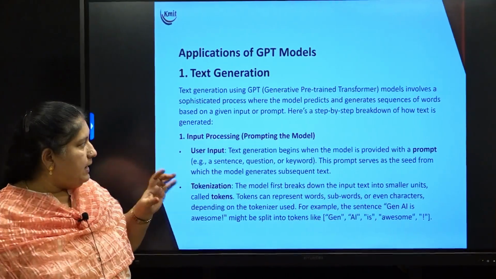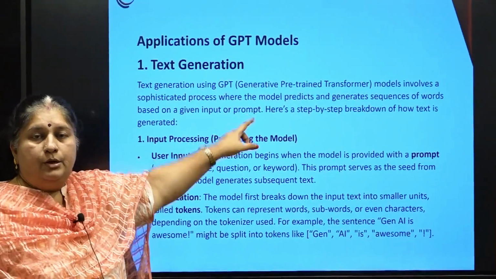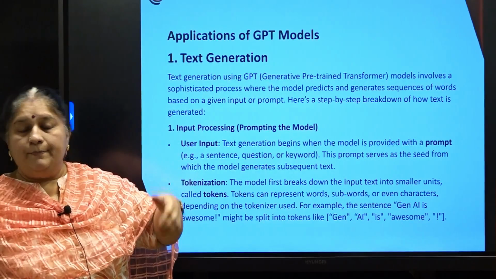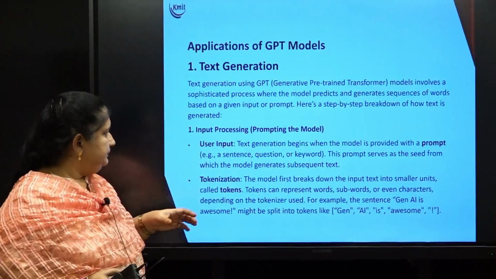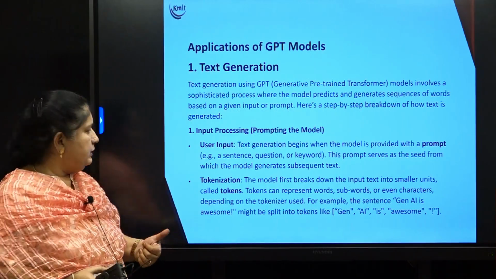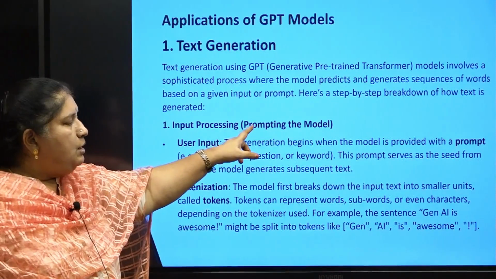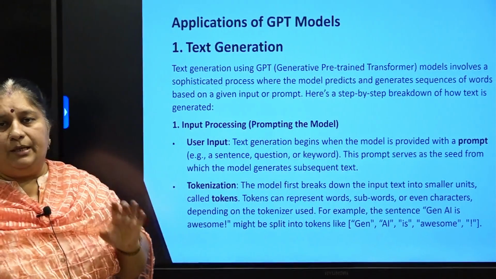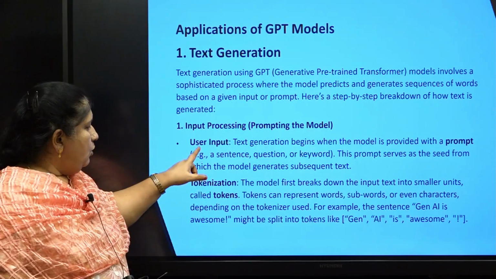So first of all, it has to have a given input or prompt. You are supposed to give a prompt based on which it will try to generate the content or text. So this is the application of text generation. For that, what is the first step involved in text generation? Input processing, or we also call it prompting the model. As we have discussed in the introduction, we need to submit a prompt to the model.